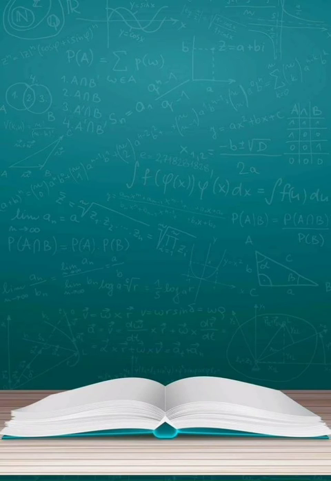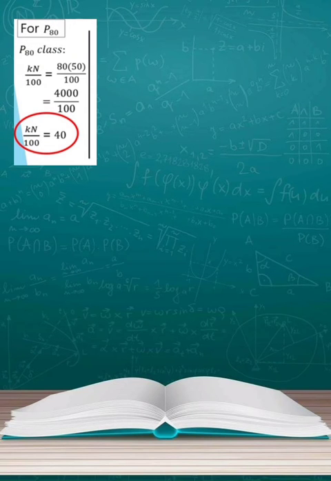Calculate percentile for group data. 80th percentile class: k multiplied by n all over 100 is equal to 80 multiplied by 50 all over 100 is equal to 4,000 divided by 100. Therefore, 80th percentile class is equal to 40.